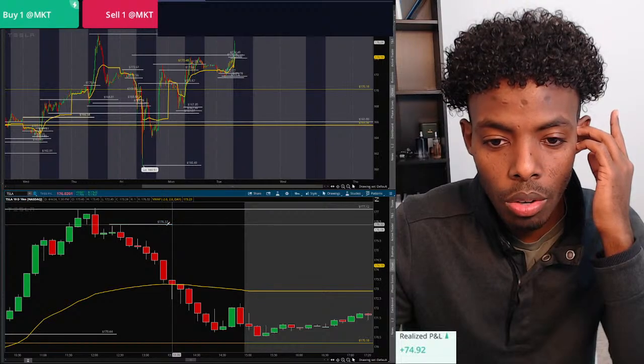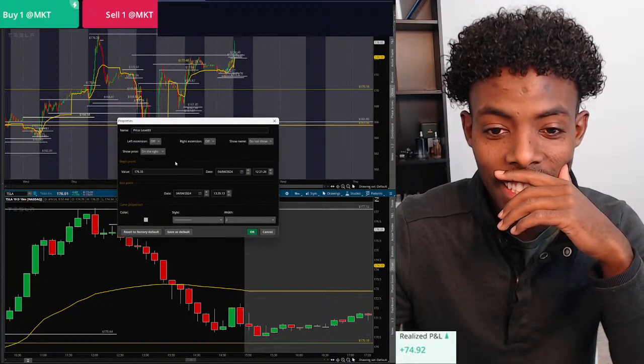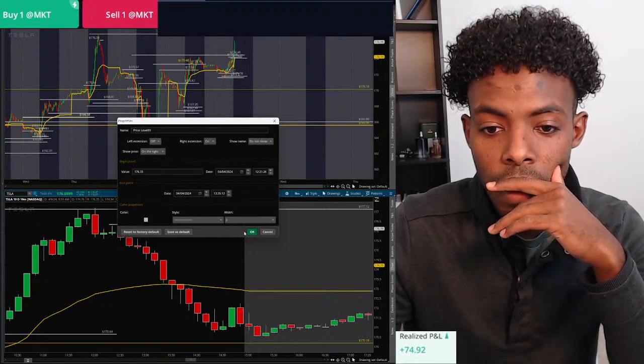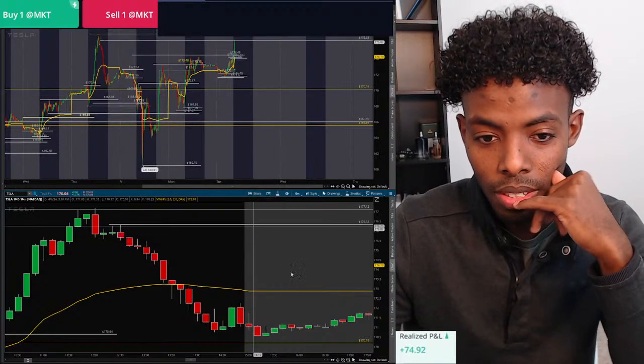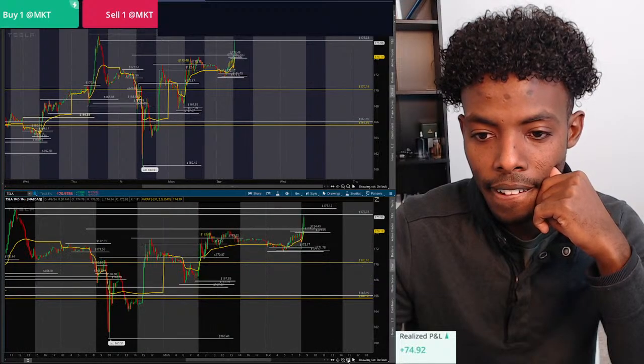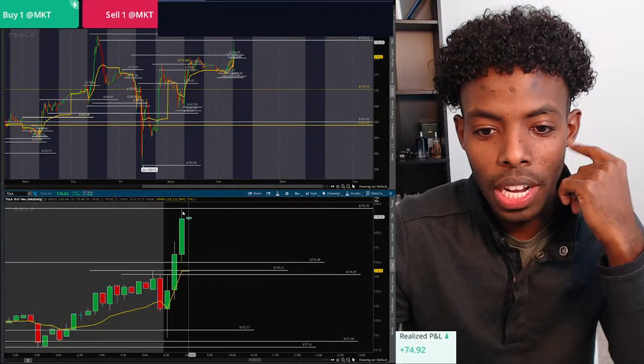Should we take the put right now? No. I'm going to wait, at least close the gap. Close the gap here. I'm going to turn that on. Here we go. Look at that. We got the wick right there. You see that?